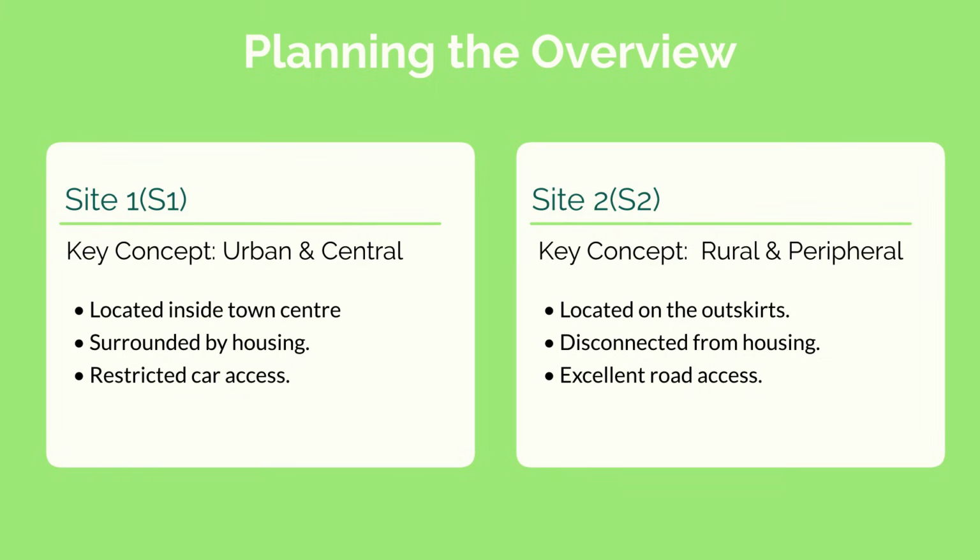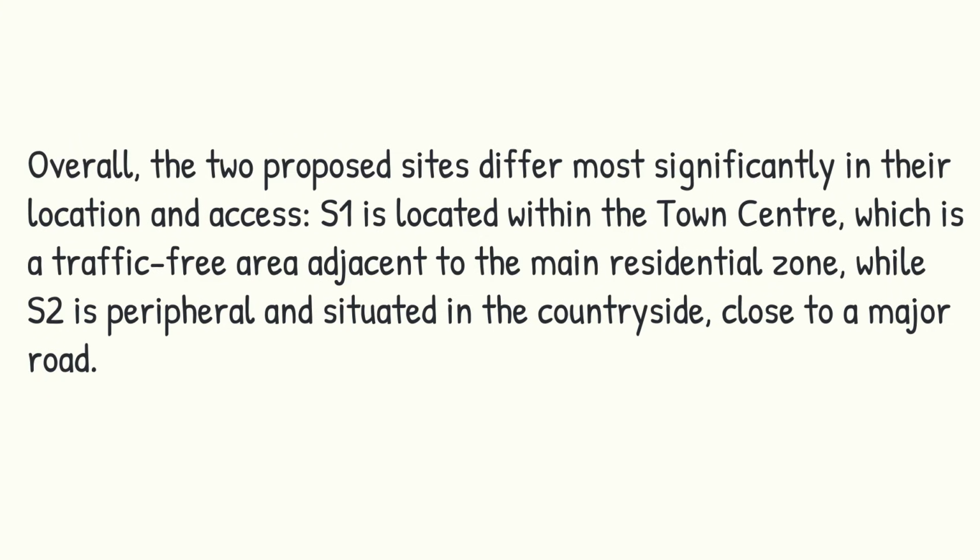It highlights the most striking difference between the two sites, their location and access. S1 is a clearly central site, positioned inside the no-traffic town center. In contrast, S2 is a peripheral, rural location, situated outside the main housing zone. We can combine this into one strong overview sentence. Overall, the two proposed sites differ most significantly in their location and access.